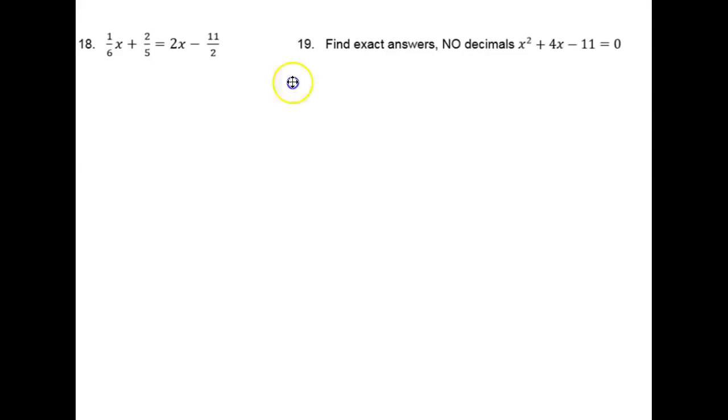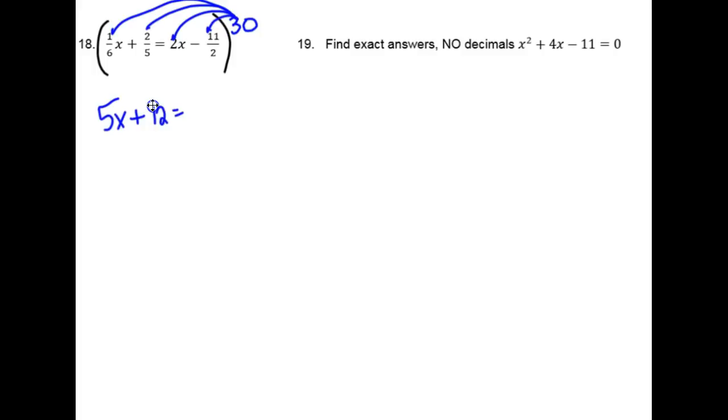Well, we could have. All right, so this one, an oldie but a goodie, right? We're trying to solve equations with fractions, but no one likes fractions, so we multiply by an LCM. I would use a 30 on this one, and I would distribute the 30 to everybody, which gives you, let's see, 5x plus, it's a 12. Don't forget that 2x is also being multiplied by 30. And then 11 halves times 30 is 165.